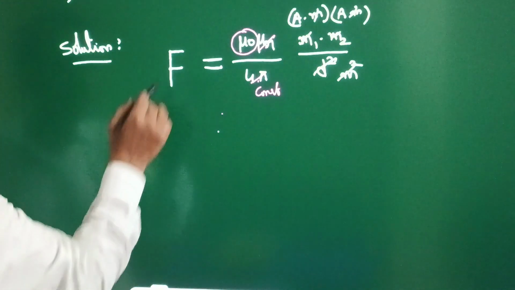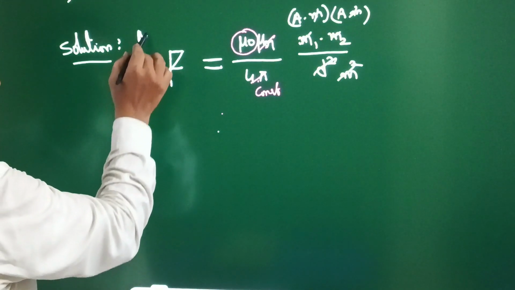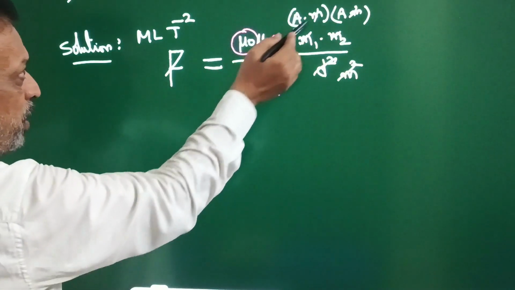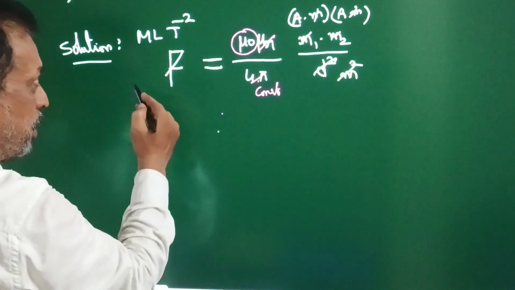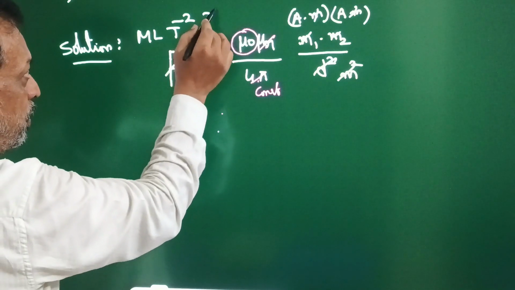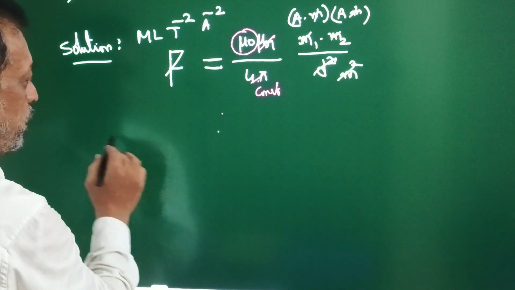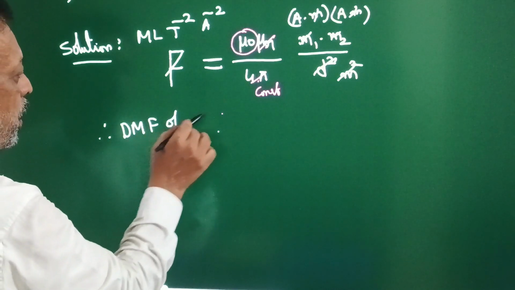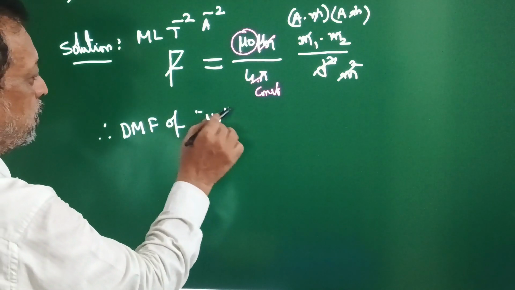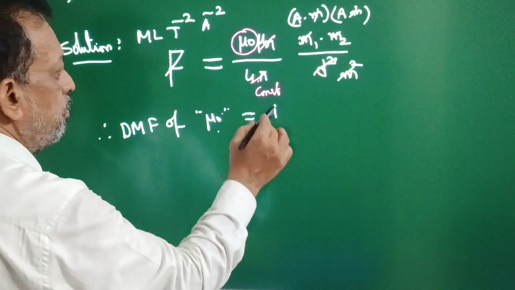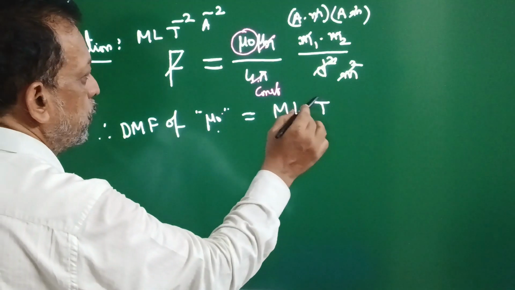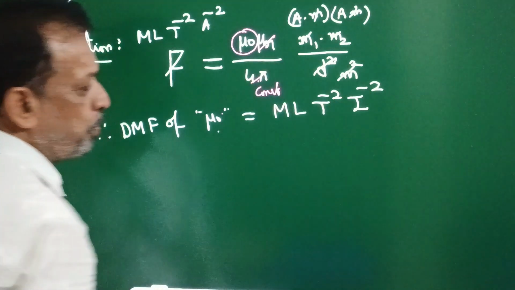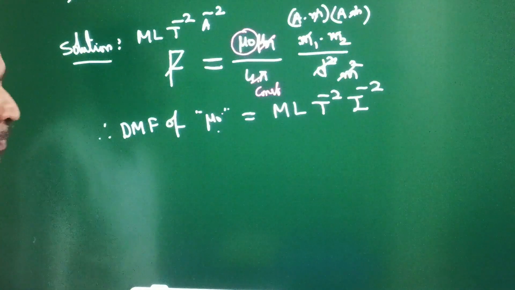Only current remains. Now what is the dimension of the force? M L T to the power of minus 2. We need mu naught, so we have to bring the A squared from the denominator. I can write A to the power of minus 2 or I to the power of minus 2. Therefore, the dimensional formula of mu naught is M L T to the power of minus 2 I to the power of minus 2. You can write A or I, no problem.